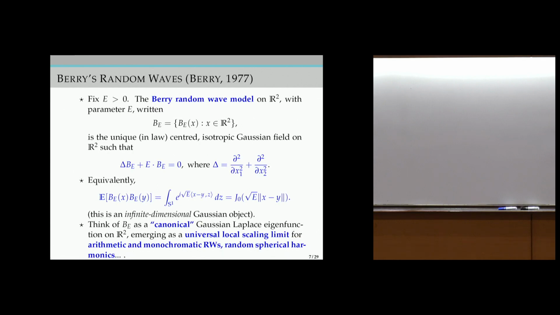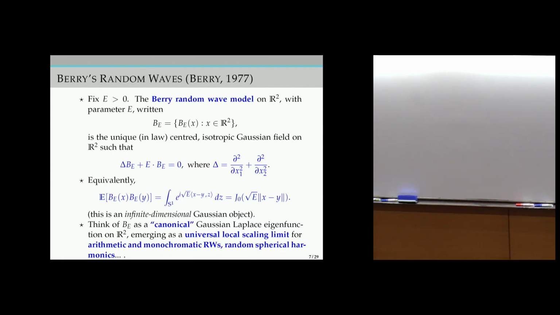What happens for most of these models is that if you look locally at them, at a point where you can identify the manifold very closely with the tangent plane, then they basically look like the Berry random wave model. More precisely, the Berry random wave model emerges as a local scaling limit in a number of Gaussian fields on two-dimensional manifolds that are also approximately eigenfunctions of the Laplace operator on the manifold.